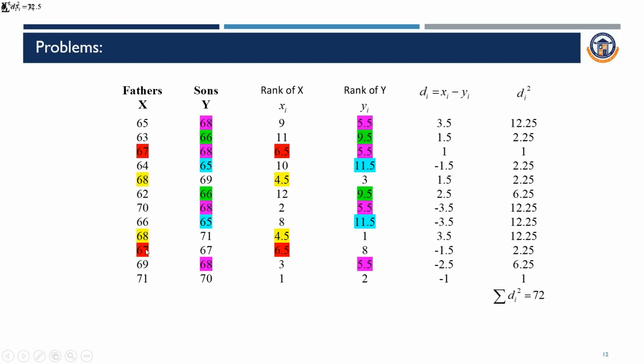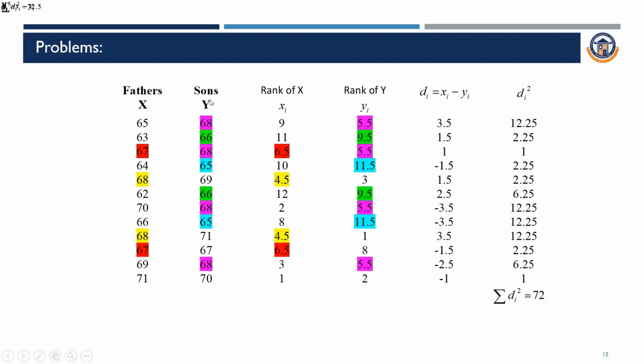Then 69 is the third highest value. So here we put third rank. The next highest value is 68. It is repeated 2 times and occurs in the position of 4th and 5th position. So the corresponding ranks are 4 plus 5 by 2. Its answer is 4.5, 4.5. The next highest value is 67. It is also repeated 2 times. So the rank is 6 plus 7 by 2. So its value is 6.5, 6.5. Similarly, we find the rank for the remaining values.